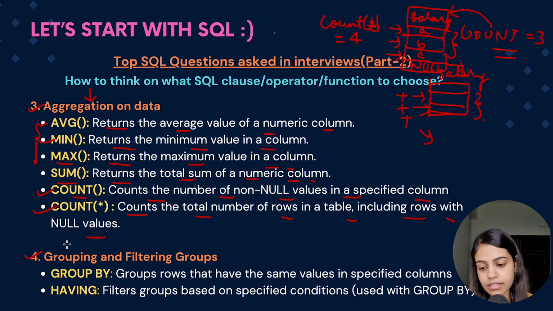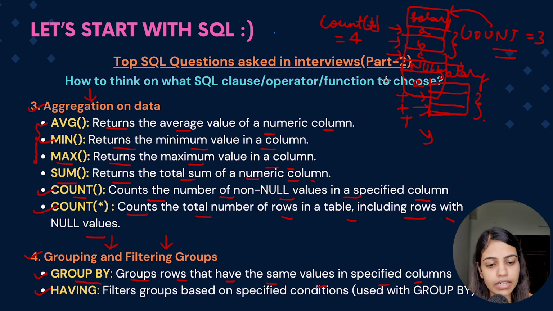Now coming to the next scenario, that is grouping and filtering of groups. Whenever we want to do some grouping and some filtering based on those groups, we use group by and having. So what is group by used for? Whenever we want to group rows that have the same values in a specified column, we use group by. So consider here there is salary A, B, C, and consider there is one more salary A.